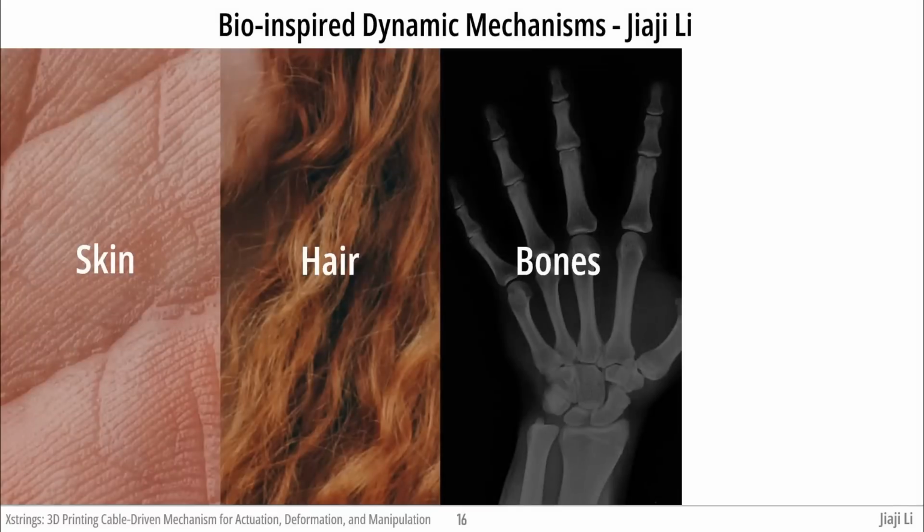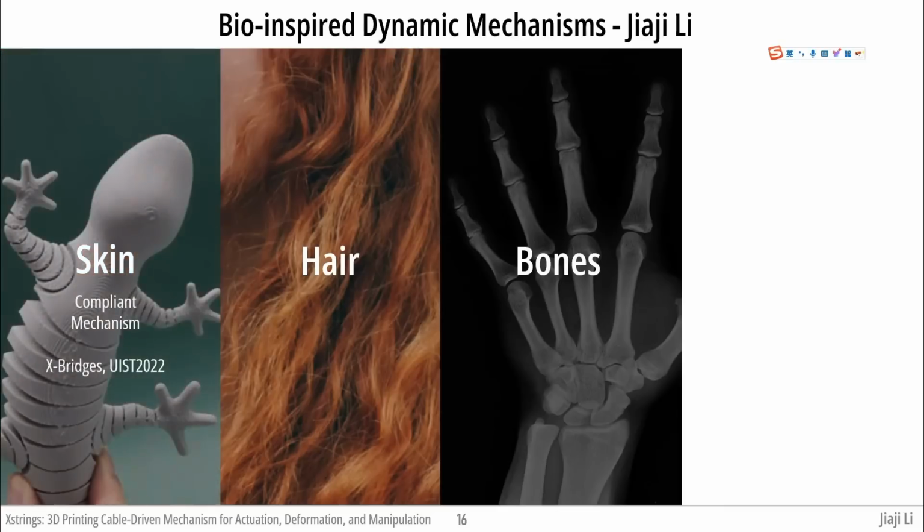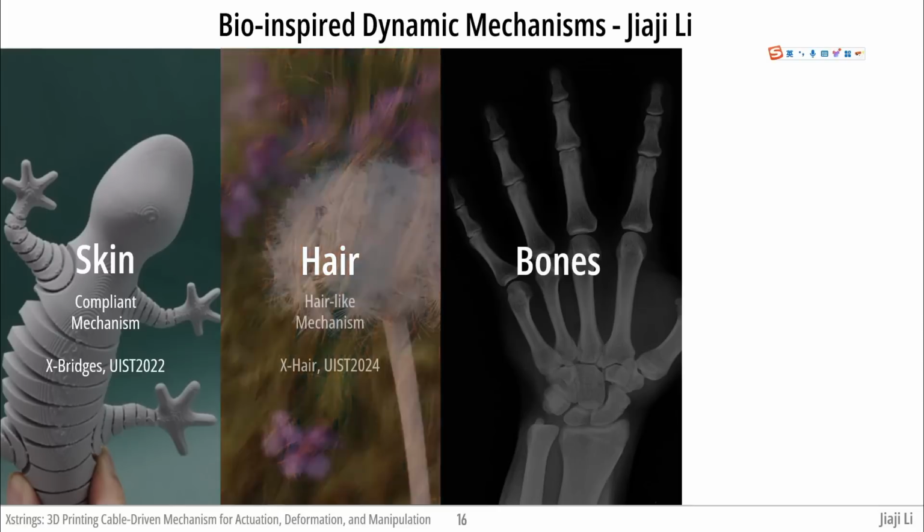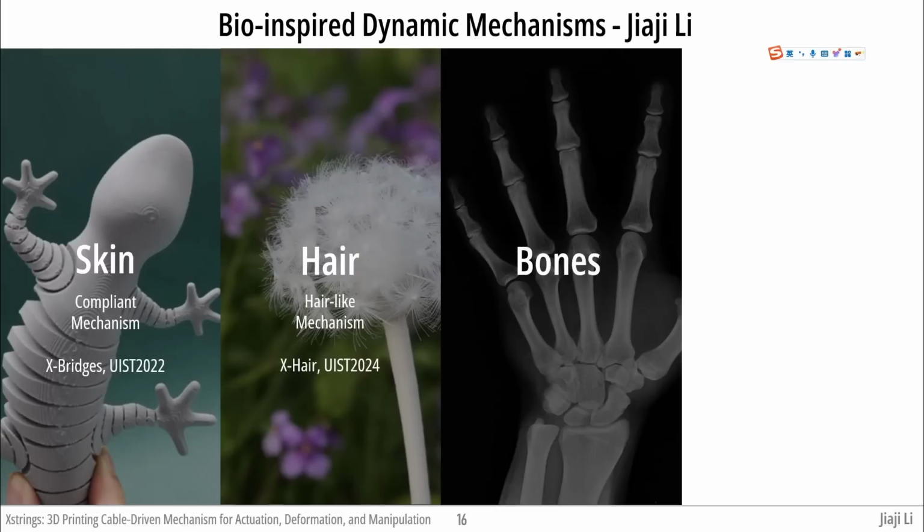I have spent years on 3D printing dynamic structures with bio-inspired properties, from hair to skins and to bones. And I personally still have tons of passion for it. I try to control the compliance of 3D prints with bridging structures, which is X-Bridges in UIST 2022. And in 2024, we developed the thickness and softness of bridging structures to the next level of only 0.04 mm in diameter, which is exactly the scale of a human hair.